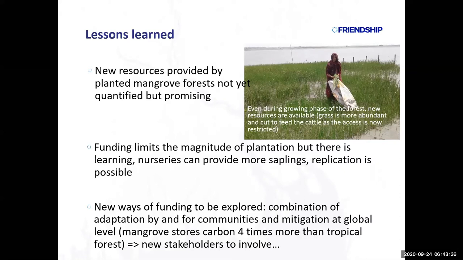We need to find ways for new funding, a combination of adaptation by and for communities, and mitigation at global level. As you all are aware, mangrove stores carbon 4 times more than tropical forest. So we need new stakeholders to be involved. And this is the way forward to take this initiative forward.